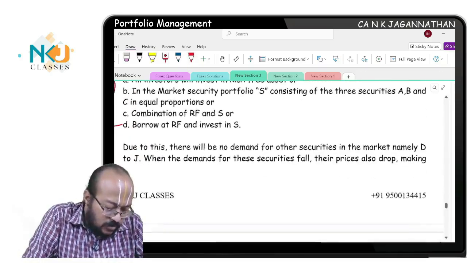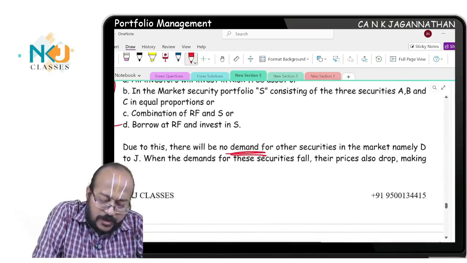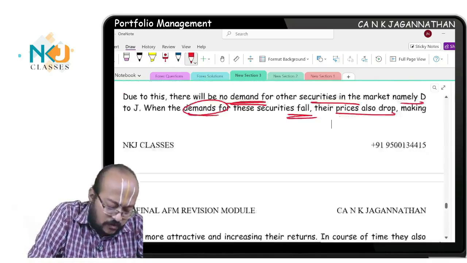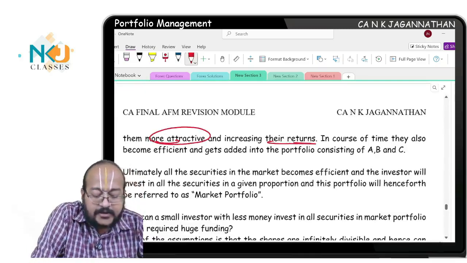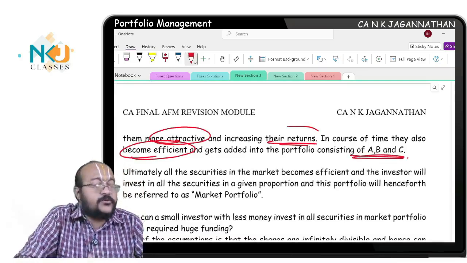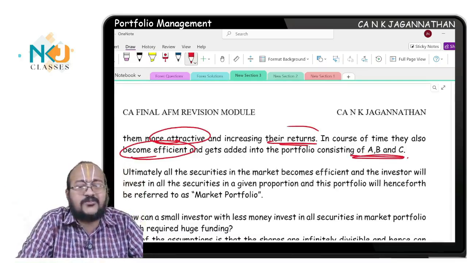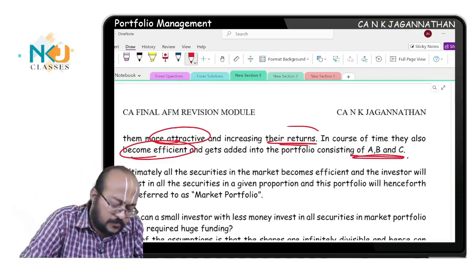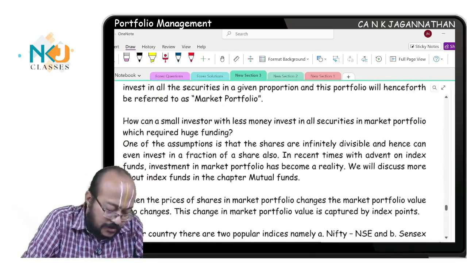Due to this, there will be no demand for other securities in the market, and when the demand for these securities falls, the prices also drop, making them more attractive and increasing their return. In the course of time, they will also become efficient and all the securities will be efficient. This I have explained in the notes. You can go through it, a simple thing. Everything I have explained in a lucid manner here. No issues.